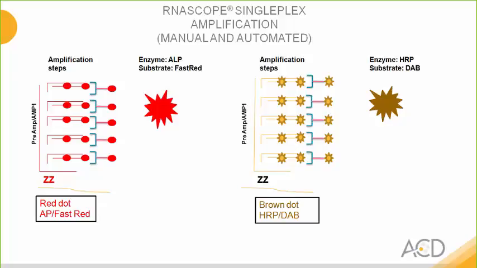Here is a cartoon for the single-plex amplification for the red assay or the brown assay. Again, you'll see the double Z pair of the preamplifier binding to the double Z of your probe, the amplifier then binding to the preamplifier, and the label probe binding to the amplifier. The red assay utilizes the alkaline phosphatase enzyme and is then visualized with the fast red substrate. The brown assay, similarly with the amplification tree, uses a horseradish peroxidase enzyme, and the substrate is DAB to get the brown dots.